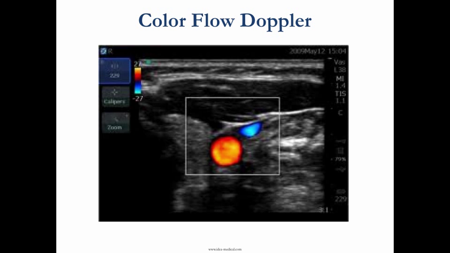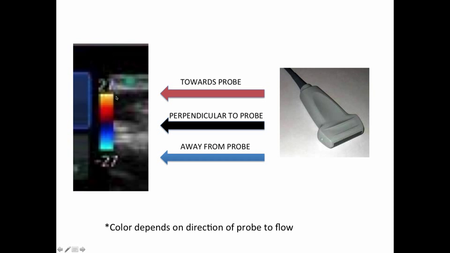You can actually fiddle with this, and if someone has fiddled with it enough, you can flip the key in the upper left-hand corner. What this shows is that whatever color is at the top of the screen is going to be the color of things flowing towards the probe, which makes sense because towards the probe is up here, and away from the probe is going to be the color at the bottom of the screen. So things that flow towards the probe will be red, and things that flow away from the probe in this image would be blue.